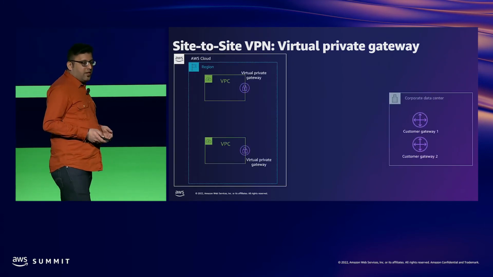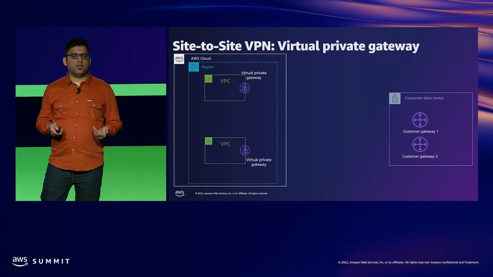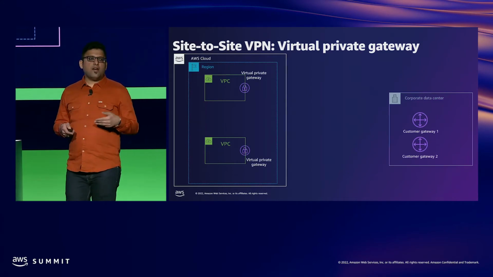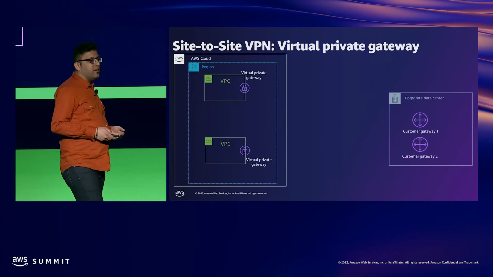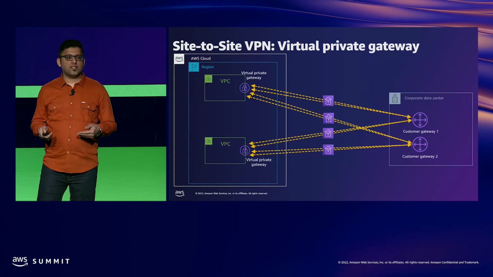Now, as we saw, you have two VPN endpoints on the AWS end, which are highly available, that we launch within two different availability zones. So you have built-in redundancy on the AWS side. What if you want to now have redundancy on the corporate data center side, which is what we recommend?